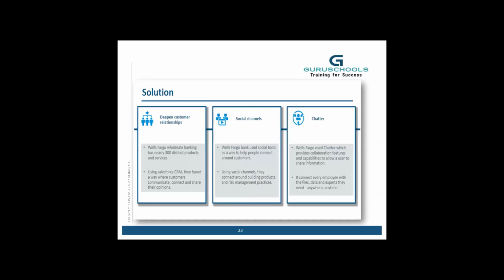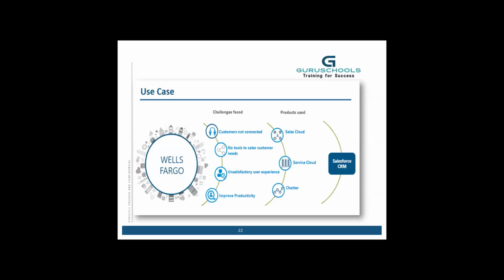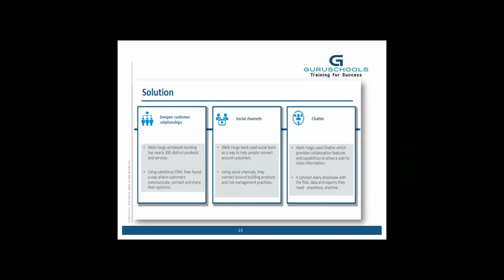By using the services of Salesforce, Sales Cloud, Service Cloud and Chatter, they deepened the relationship with the customer, with Chatter as the social channel. Wells Fargo Wholesale Banking has nearly 300 distinct products and services. Using Salesforce CRM, they found a way where customers communicate, connect and share their opinions. They had a very good understanding of Salesforce CRM, and it helped to grow their business. Wells Fargo also used Chatter, which provides collaboration features and capabilities to allow users to share information. It connects every employee with the files, data and experts they need anytime and everywhere.